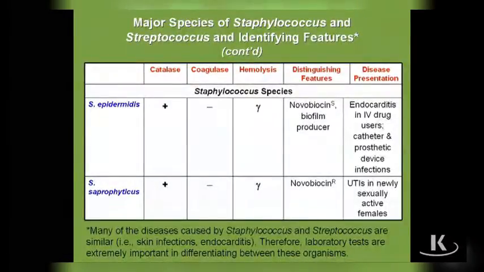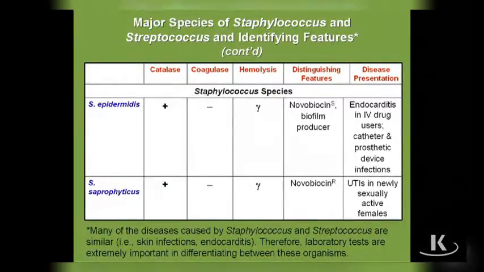Now, as you look down at epi and saprophyticus, you'll notice that those are also catalase positive. But as I mentioned before, they do not have a coagulase, so they won't clump that rabbit serum. And unlike Staph aureus, that's beta hemolytic, Staph epi and Staph saprophyticus are what we call gamma hemolytic. Now, gamma is a little bit of a misnomer because gamma means that there's actually no hemolysis at all. So instead of saying non-hemolytic, they just call it gamma.